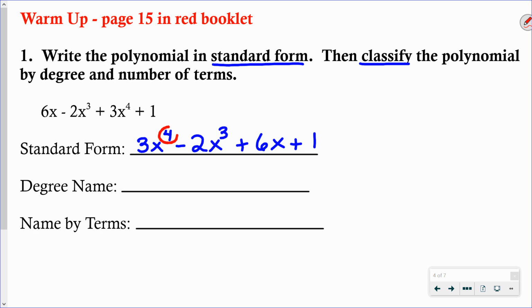So that's this term with the 4. And looking at your chart, that is quartic. You could also say fourth degree. And then number of terms, there is 1, 2, 3, 4 terms in this polynomial. And anything higher than 3 just gets the generic polynomial name. So this polynomial is considered a quartic polynomial.